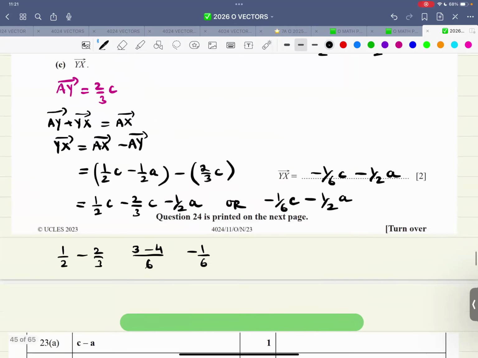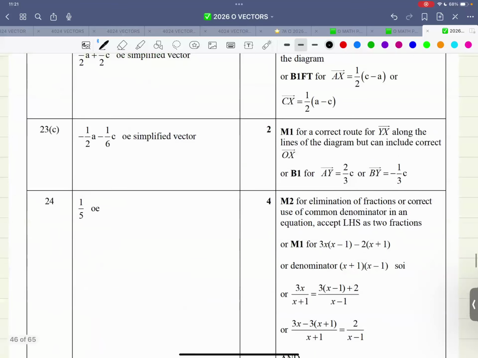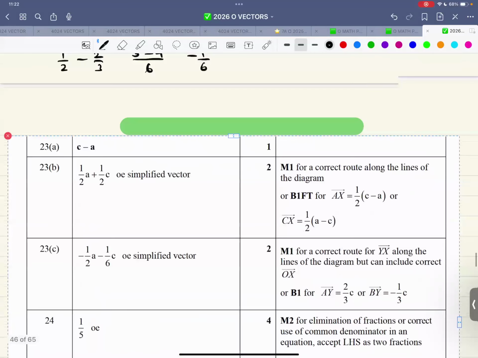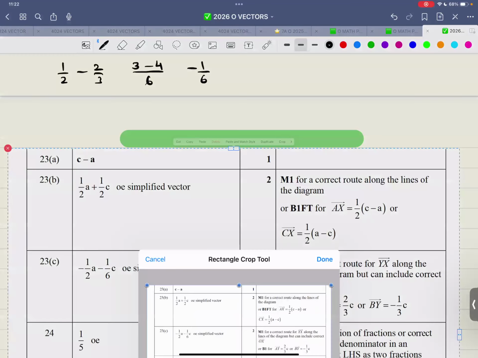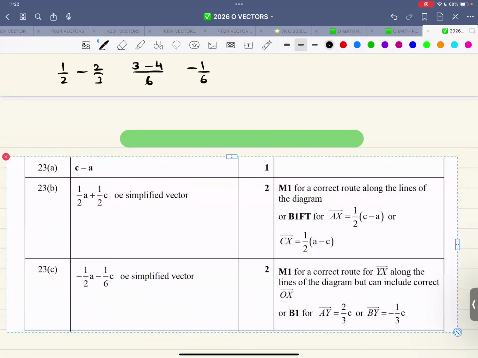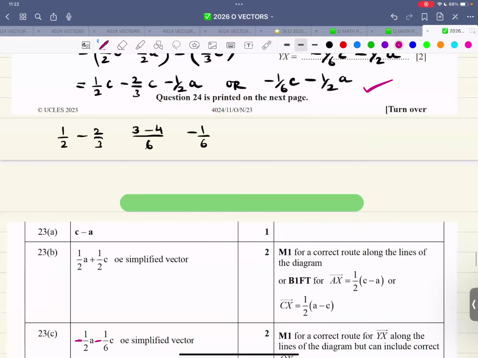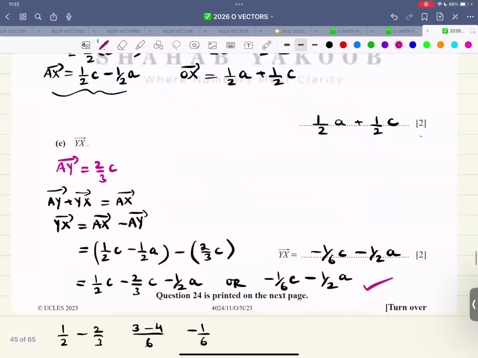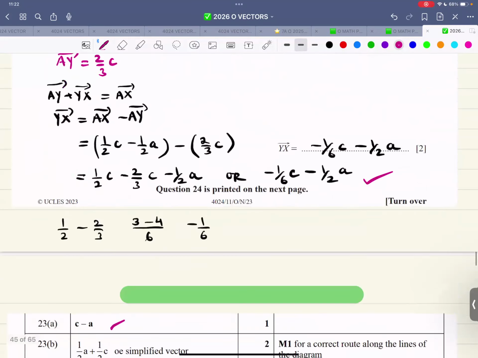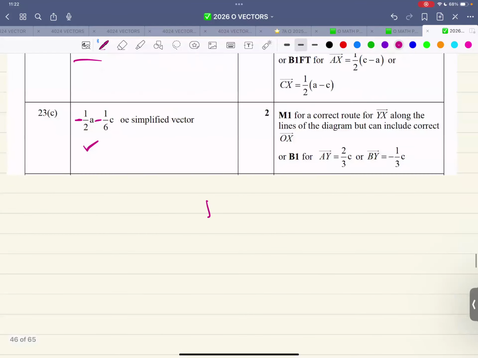And now let's check the answer. So first of all, negative half A. This 24 is not for me, that is for some other part. So crop this thing and just this much. Okay, let's double check. I think the last one is correct. That means everything is correct. Negative half A, negative half C. This is correct. This is half A plus half C. That is correct. C minus A is correct. So let's stop over here.